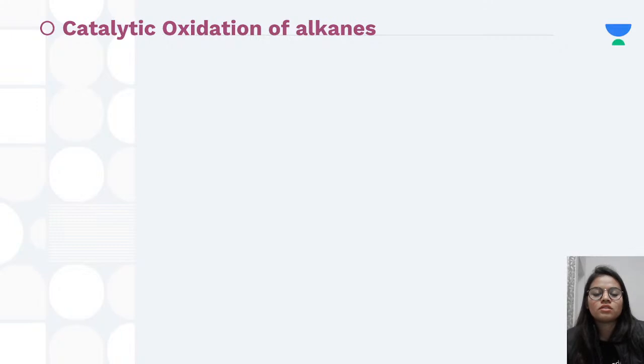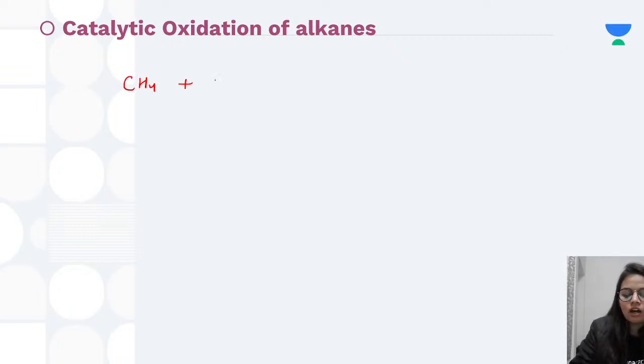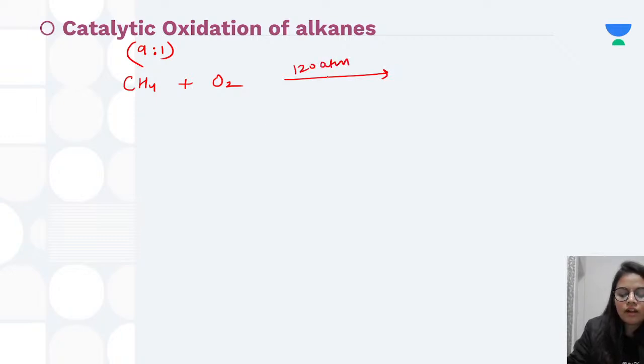Next is catalytic oxidation of alkanes. If we go for a controlled oxidation of alkane, we can get alcohol or aldehyde. When do we get alcohol, and when do we get aldehyde? It depends upon the conditions that we give. When we take methane and oxygen, with the ratio of methane to oxygen being 9:1, and I apply a pressure of 120 atmospheres at a temperature of 475 Kelvin, and pass it through a copper tube, I will get methyl alcohol. So here the conditions actually matter.